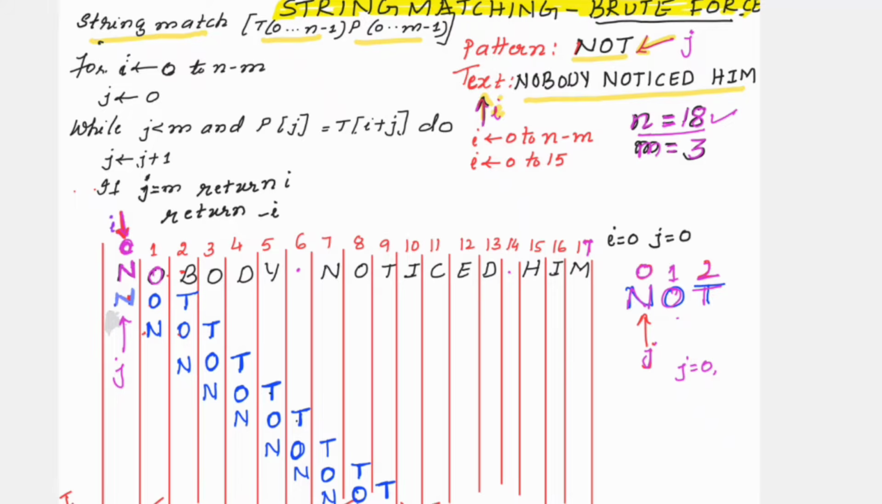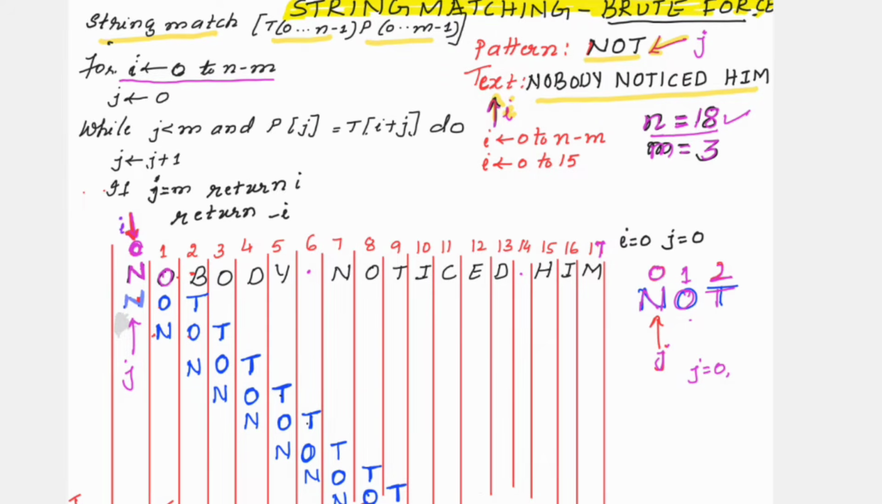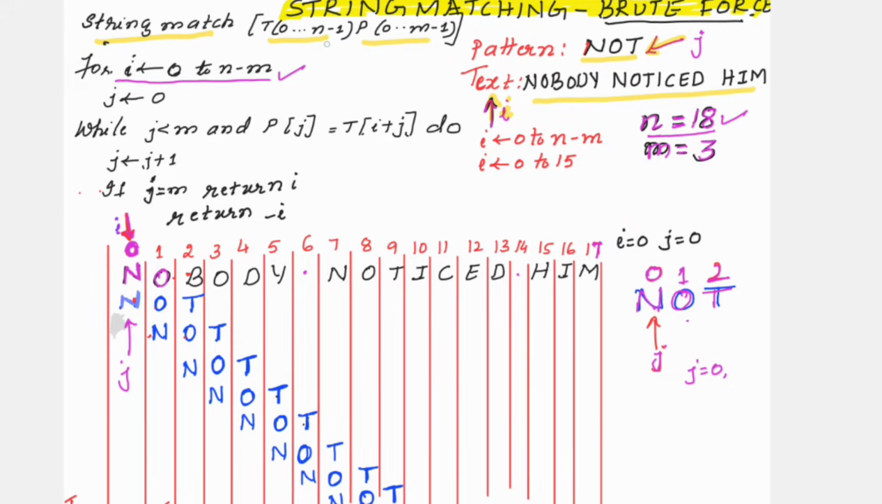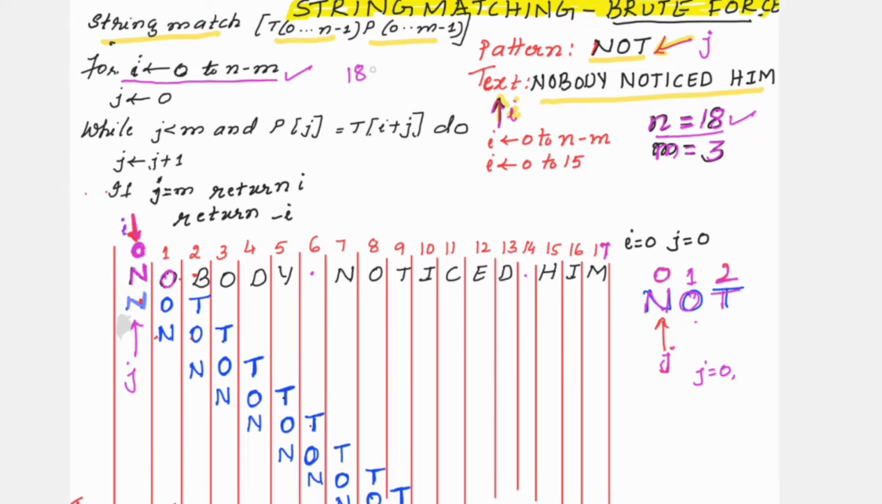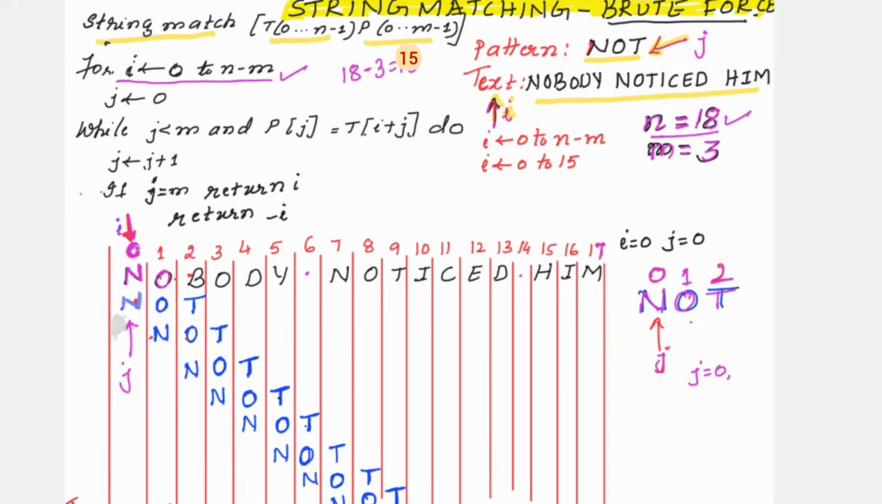As per the algorithm, the first line in the pseudocode is for i equal to 0 to n minus m. So this i variable will start from 0 and it will end at n minus m. Why n minus m? n is 18 and m is 3. 18 minus 3 is 15. That means i starts from 0 and runs up to 15 only.